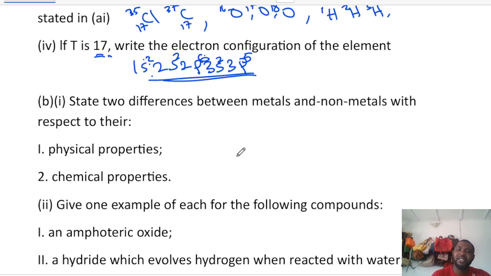Another difference is that metals are ductile. You can draw them into sheets, but that's not the same with non-metals. Another difference is that metals are malleable, but non-metals are not malleable. There are many examples. Then the next one says chemical properties. So the difference between the chemical properties of metals and non-metals.